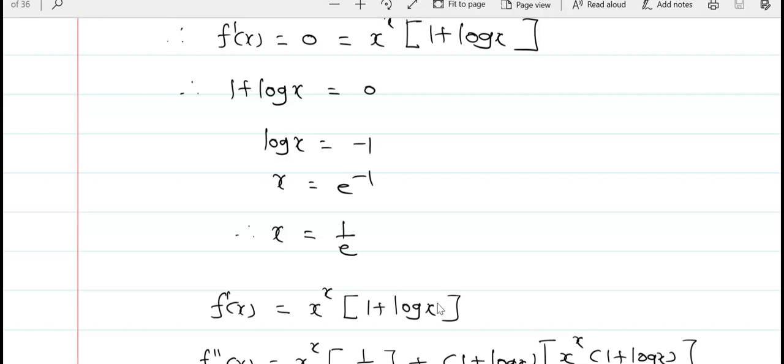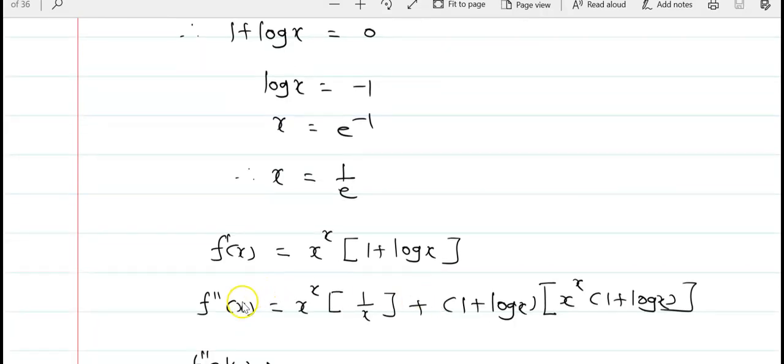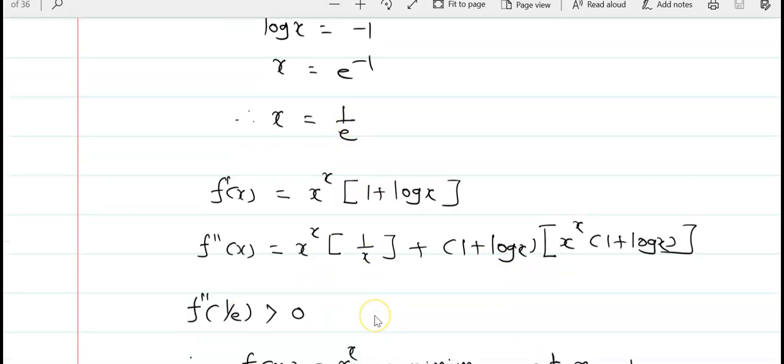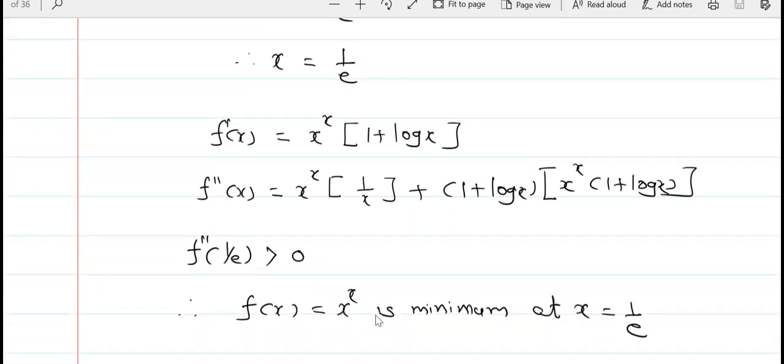Now find the second derivative. Therefore, f''(x) = x^x, keep this as it is, times the derivative of (1 + log x), which is the derivative of 1 is 0, and log x is 1/x, plus (1 + log x) times the derivative of x^x, that is x^x (1 + log x). And if we substitute x = 1/e, overall it is positive. And hence the given function is a minimum at x = 1/e.